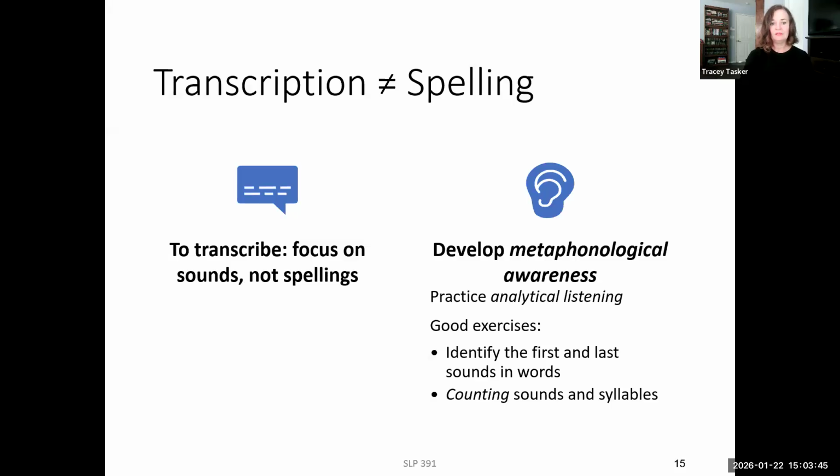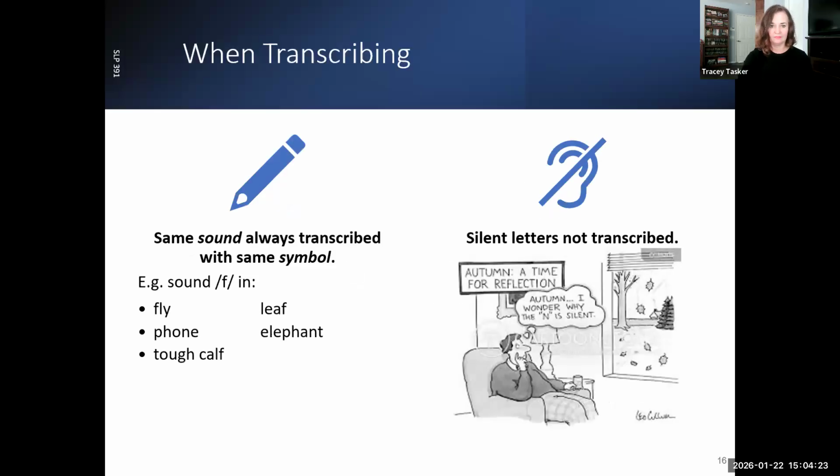Again, we're going to focus on sounds, not spelling. We're going to have to really develop good listening skills. A great way to do this, and there are extra practice exercises posted on the Canvas shell, is to just start listening, identifying the beginning and ending sound in words, for example, and counting out sounds and syllables. As I mentioned, I'm working with a student with dyslexia, and every lesson we do this. We count out the sounds, we count out the syllables. It's really becoming very aware. That's what meta is. Meta is thinking about something. So we're thinking about how we produce sounds.